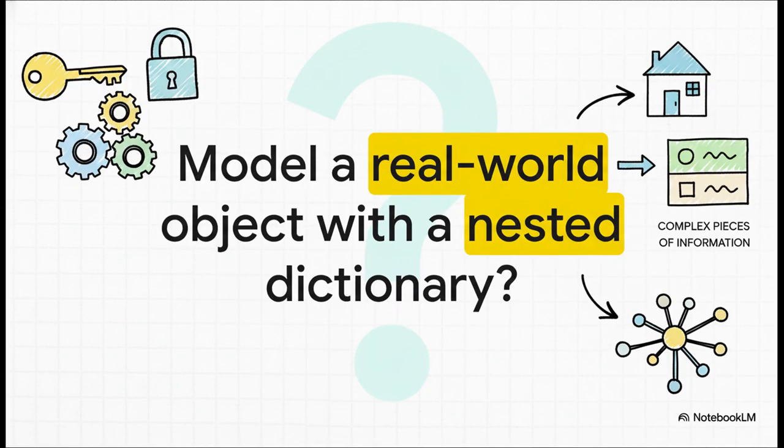So there you have it, the Python dictionary. It's not just a box to store data. It's a powerful way to model the complex, connected world all around us. So the next time you sit down to code, ask yourself this: what real-world object could I model? What problem could I solve with this amazing tool?